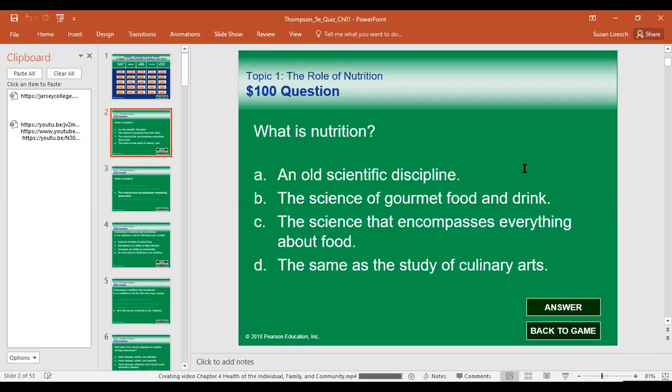All right. What is nutrition? An old scientific discipline, the science of gourmet food and drink, the science that encompasses everything about food, the same as the study of culinary arts. C.